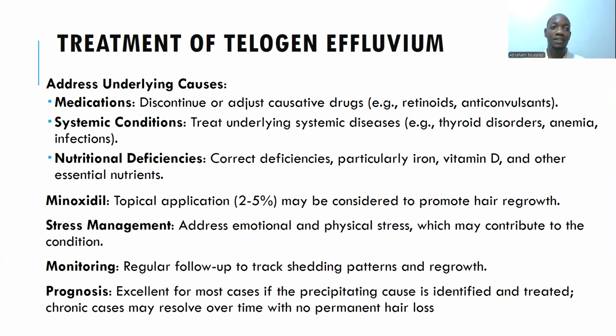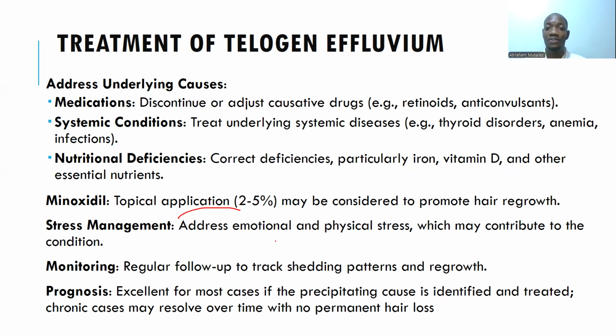So how do you manage? In this case, management is a little bit easy because you just need to identify the cause. If you identify the cause and stop it, the problem is gone. But in case someone has other systemic underlying diseases that are taking long to be managed, you can try to give drugs that can stimulate hair growth, including minoxidil, 2 to 5%, depending on the sex. If it is female and you're using a lotion, you will give 2%. If it is male and you're using a lotion, you can use 5%. But if the preparation is in foam, you can give 5% for male and female.